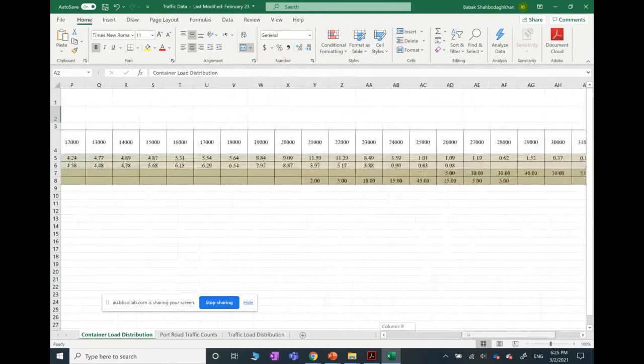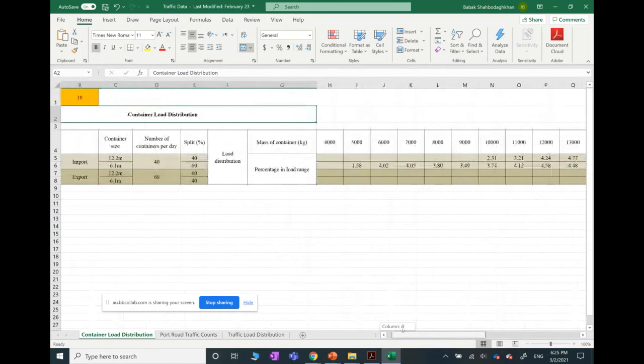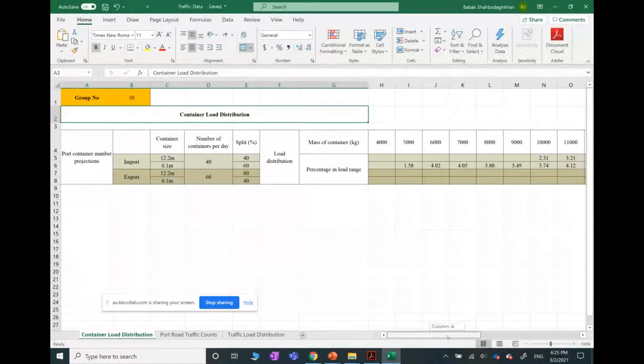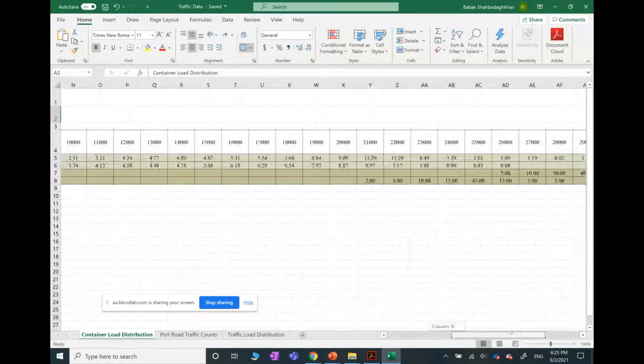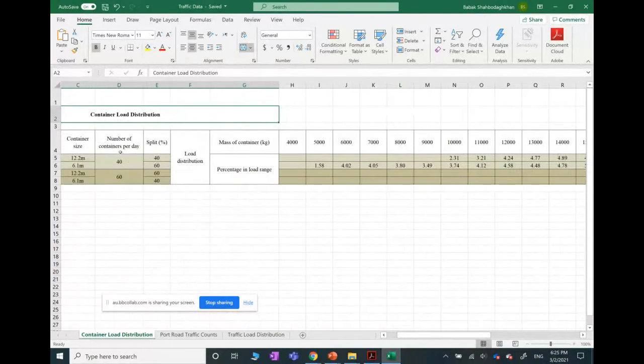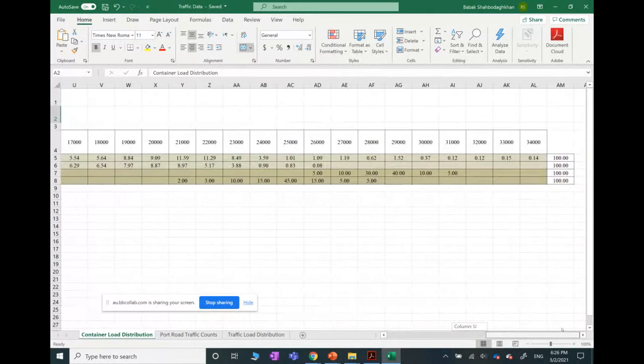And for the containers, here is the information about the load. For example, for a container with the length of 12.2 meter, for the import case, 2.3% are carrying a weight of 10,000 kilogram or 10 ton. 3% have a mass of 11 ton, and so on. So I also provided you the weight of the containers.